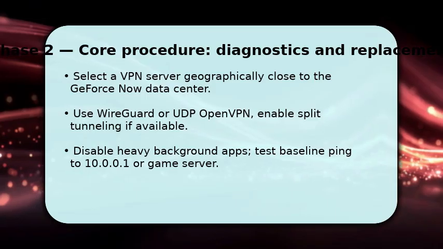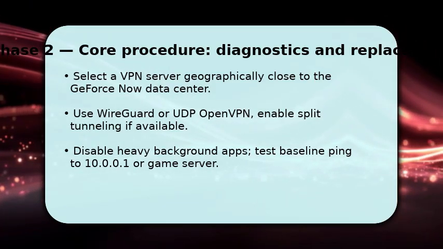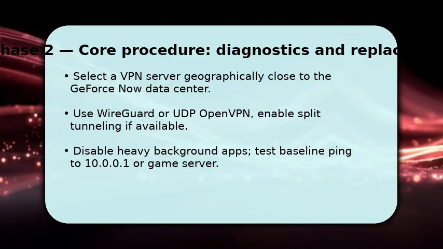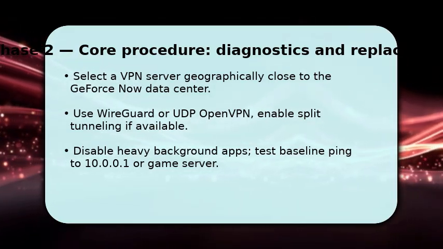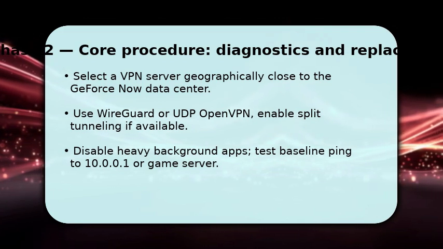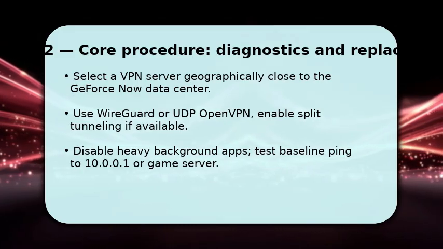Enable split tunneling if your VPN supports it, so only GeForce Now traffic routes through the tunnel, preserving bandwidth for other apps. Once configured, disable large background uploads and run a quick ping test to compare latency without VPN versus with VPN before launching a session.